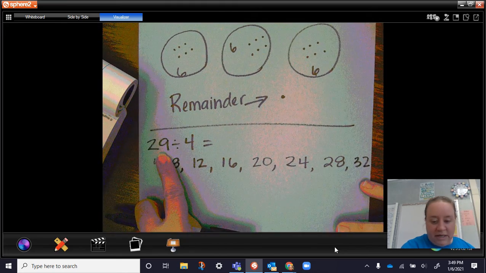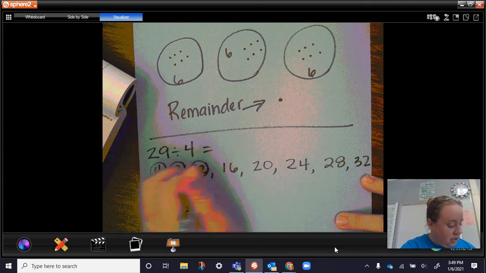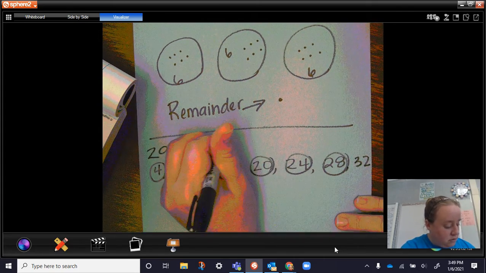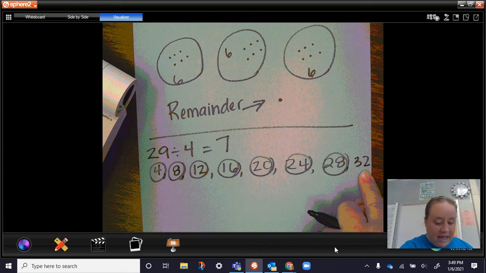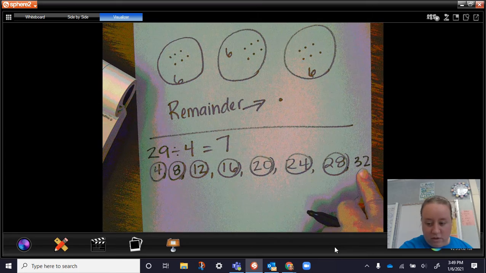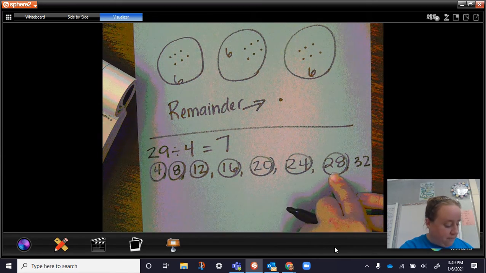So if I have 29, I can make 1 group, 2, 3, 4, 5, 6, 7 groups. Now I can't go to the 8th group because I don't have enough. I only have 29 for my total. I can't go to 32. So I was able to go all the way to 28.